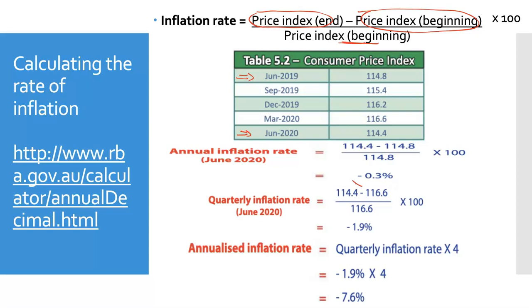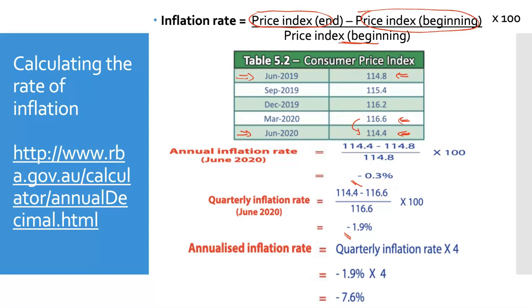So this results in a negative inflation for that period, which we know was due to COVID, because the price index in 2019 was 114.8, and the price index in 2020 was 114.4. So there's been a reduction in the price index, 0.3% annually. The quarterly inflation is where most of this disinflation or deflation has occurred, was 1.9% in the quarterly inflation rate, because from March 2020 to June 2020, we had a big reduction.